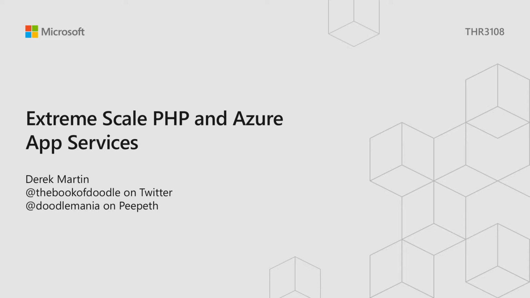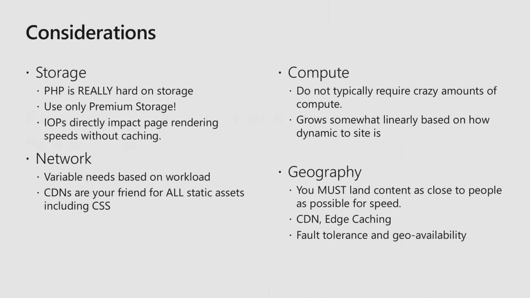Here to talk to you about extreme scale PHP. As many people know, PHP websites run about 40% of the internet. WordPress, Joomla, Moodle, all of those applications have a lot of different dependencies, and what I wanted to talk to you today about is how do you make Azure App Services scale to do very dynamic, very high trafficked websites. That's something that a lot of people have questions about. So let's just dive right in.